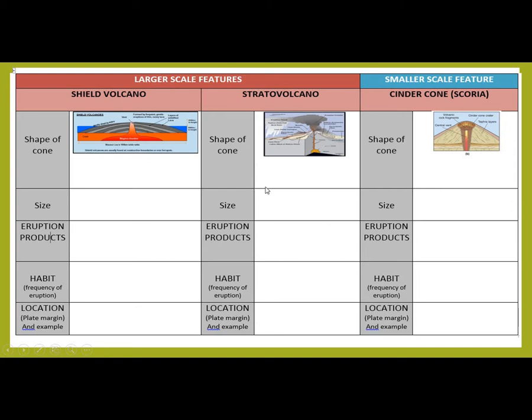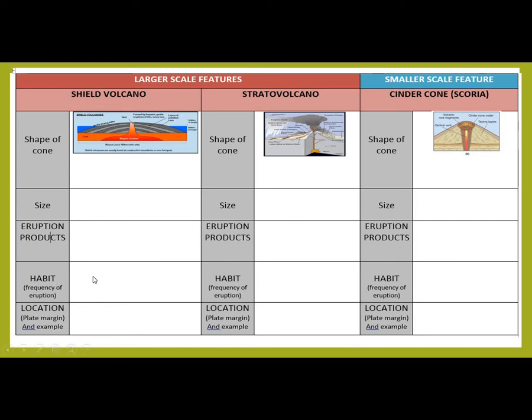What I'd like you to compare for each one is the size. So try and find an average height or an average diameter for each one. I'd like you to write in bullet point form is fine, some of the eruption products. What does an eruption of that type of volcano produce? Is it mostly ash, lava, pyroclastic flow, all of the above? Habit. This means how often does it go off?